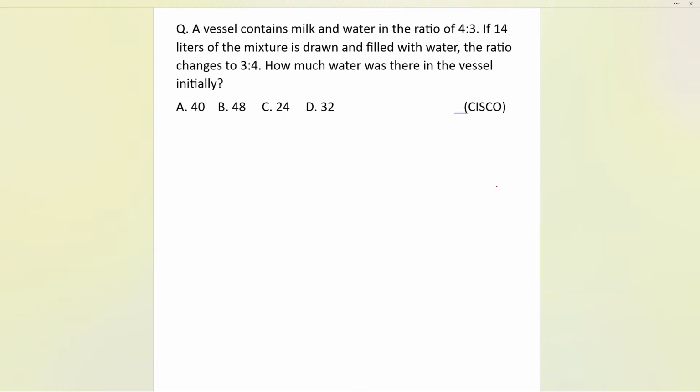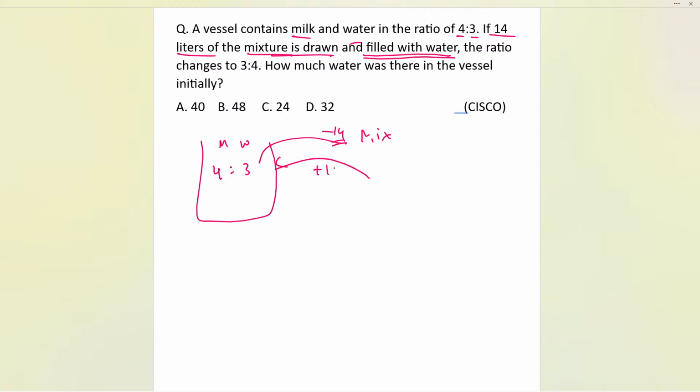Cool. You all tried your level best, I appreciate everybody. Now we have a vessel containing milk and water in the ratio 4:3. If 14 liters of the mixture is drawn and the vessel is completely filled with the same amount of water, plus 14, the ratio changes to 3:4, milk and water. How much water was there in the vessel initially? We need the initial water.